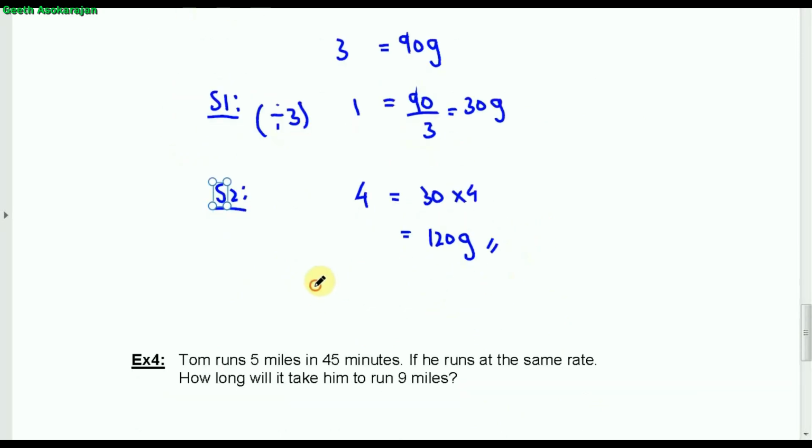So let's have a closing note that 4 packets of crisps weigh 120 grams, and then we're done.